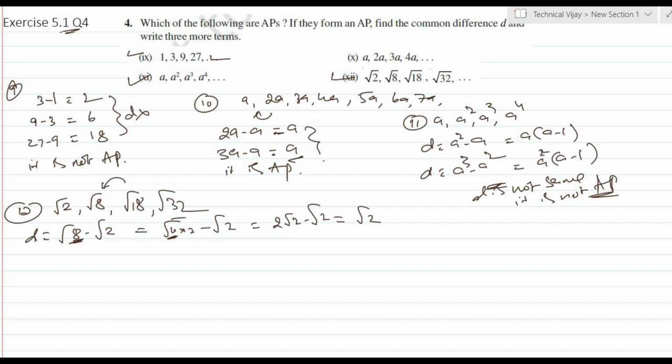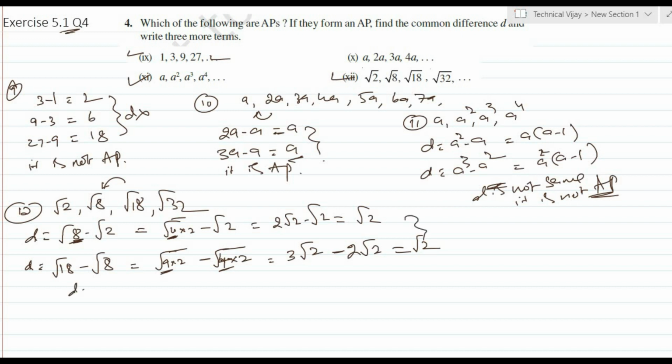So now we will see this one, root 18, that is root 18 minus root 8. Here root 18 can be written as root 9 into 2, okay, minus root 4 into 2. This is 4 into 2. So root 9 can be taken outside, that is 3 root 2. Here minus root 4 can be taken as 2 root 2. 3 root 2 minus 2 root 2 will be root 2. So here d is same, d is equal to root 2. So hence it is in AP, it is AP. So if it is AP, we have to go on write 3 terms.